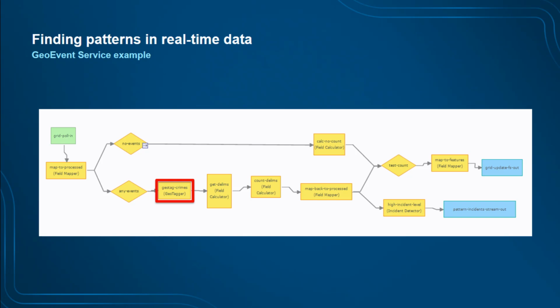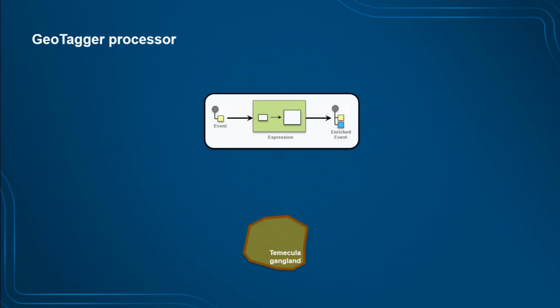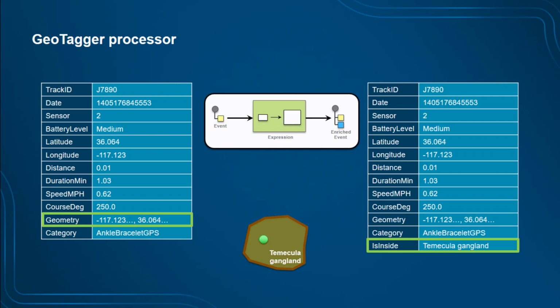Let's look at the geotagger in particular. It's going to enrich events with a geographic context. When a filter expression evaluates as true, the event record will be enriched with the name of the geometry that it shares a relationship with. For example, here I have a geofence that I've imported that represents a particular gang area in Southern California. As an event record arrives, if the point that is associated with that event shares a relationship with the gang area, then I will enrich the event record with the name of that geofence.